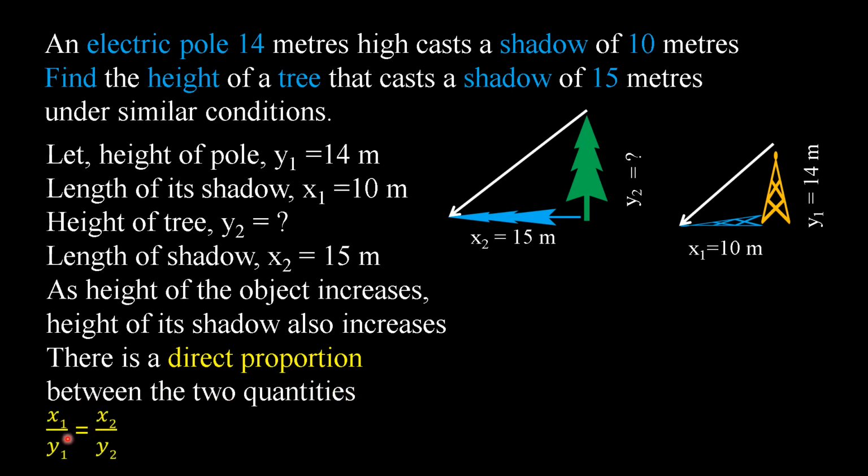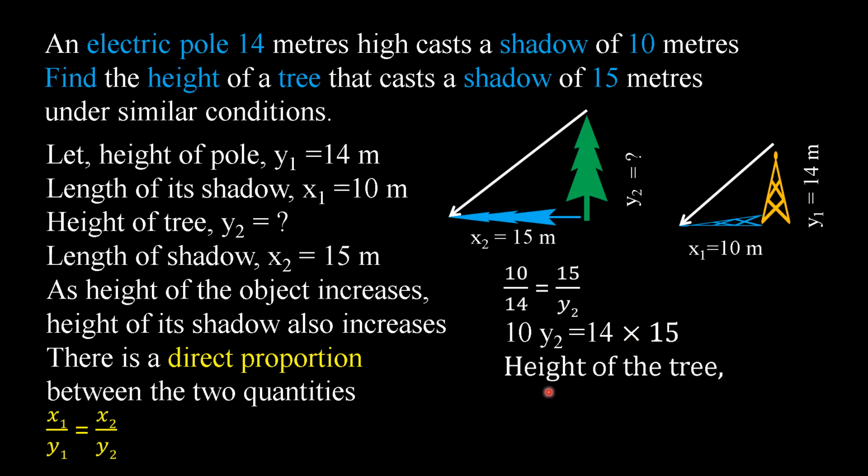We have x1 divided by y1 equals x2 divided by y2. We will substitute the values. x1 is 10, y1 is 14, x2 is 15 and y2 we have to find out. We get 10y2 equals 14 multiplied by 15. So height of the tree y2 is 14 multiplied by 15 divided by 10, that is 21 meters. So height of the tree is 21 meters.